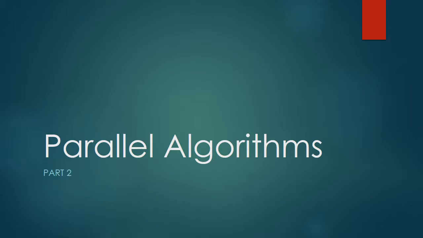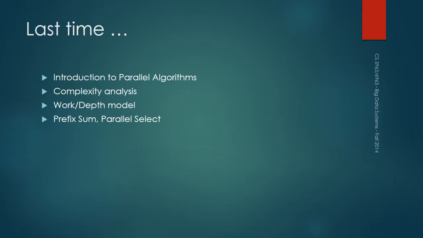Okay, so we're going to continue with the parallel algorithms part. Just a quick recap of last time. We had a very quick introduction to parallel algorithms. We went over some complexity analysis. We looked at the work depth model, and we covered prefix sum and parallel select.